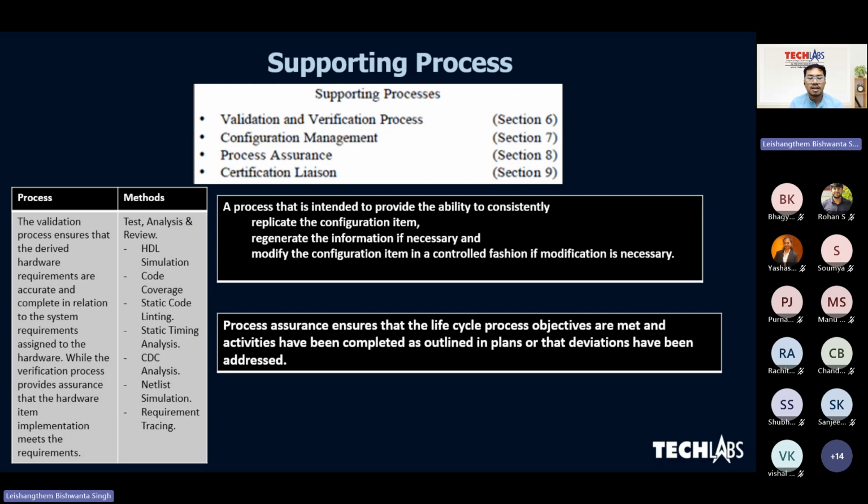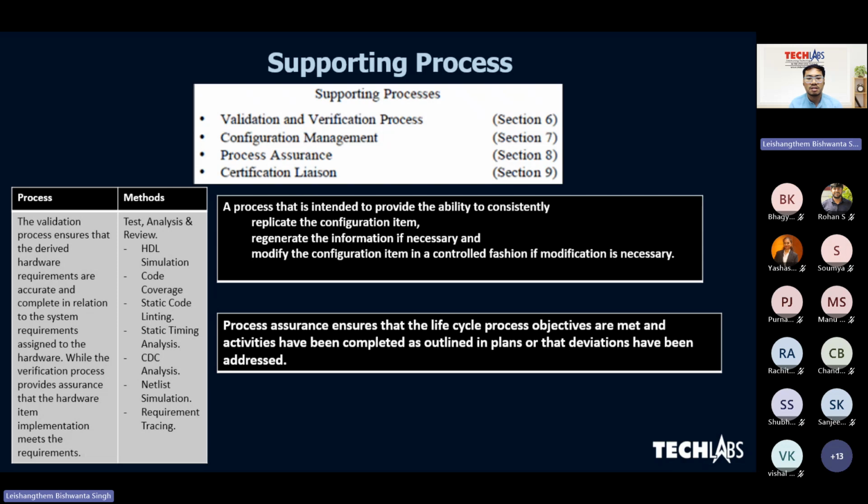There are a few methods usually used while doing DO-254 as a part of the validation and verification process, and also accepted by DO-254. I have given those methods here. Simulation everybody is doing, but apart from that, for DO-254 code coverage is also very important as a part of the analysis. Then we have static code linting, static timing analysis, clock domain crossing analysis, netlist simulation, and most importantly, requirement tracing of verification and validation, which is the core of DO-254. So that is about validation and verification.